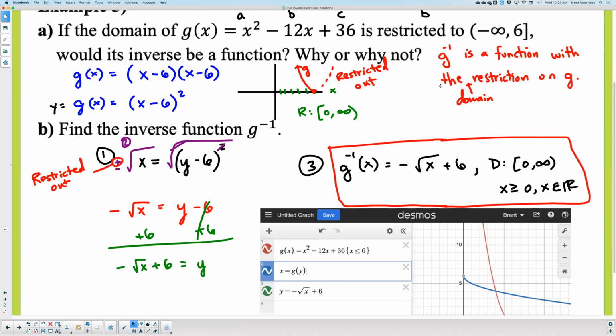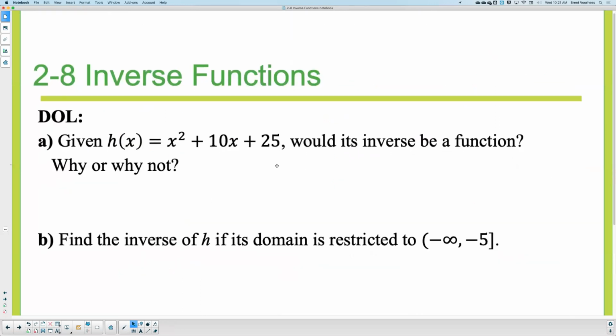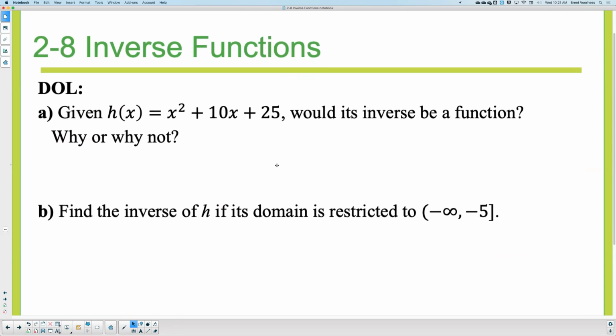Tell me when you're good. All right, so I have a DOL for you. I'll let you work on this one.